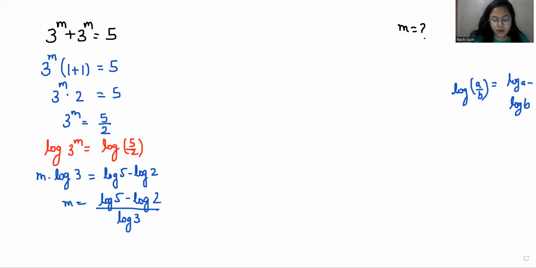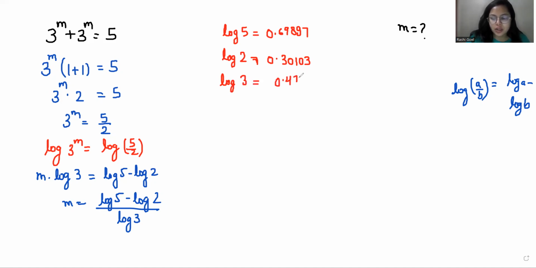Now put all the values. The value of log 5 is 0.69897. The value of log 2 is 0.30103, and the value of log 3 is 0.47712.